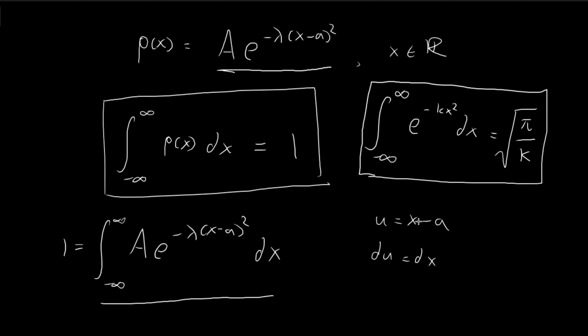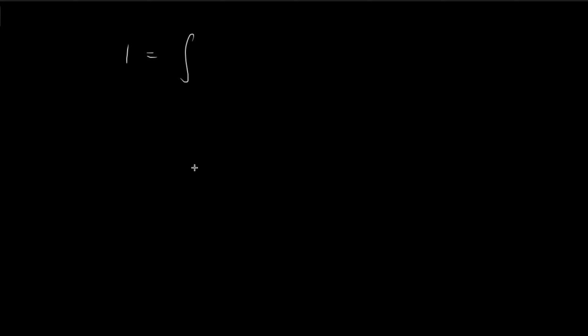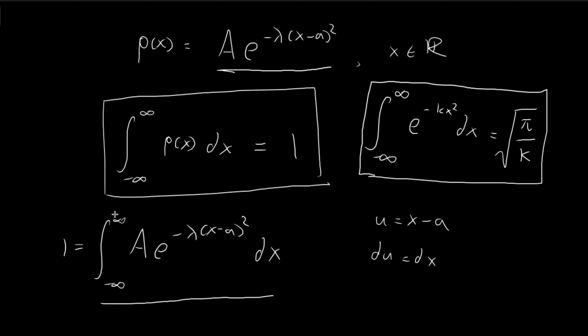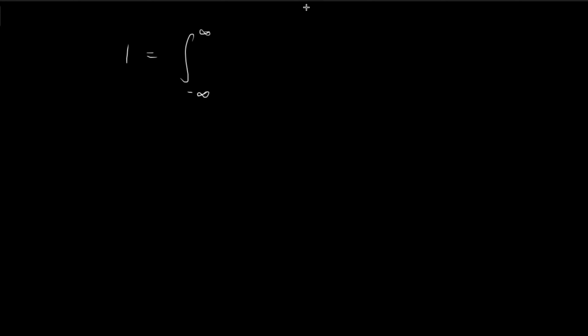Doing this substitution, 1 is equal to this integral, and after you apply the substitution, you can see that the bounds don't change. For the lower bound, you start off with negative infinity, and when x is negative infinity, u is also negative infinity. For the upper bound, you have positive infinity, and this also doesn't change. So you go from negative to positive infinity.